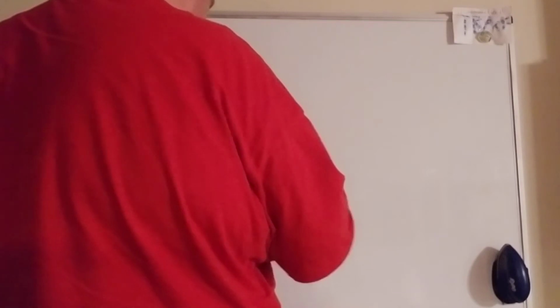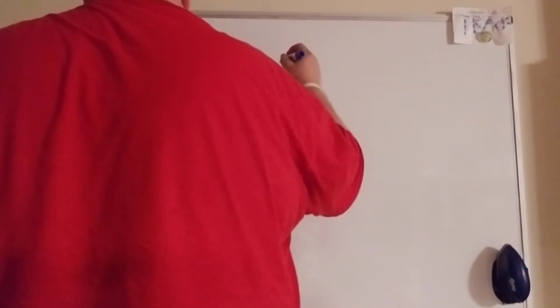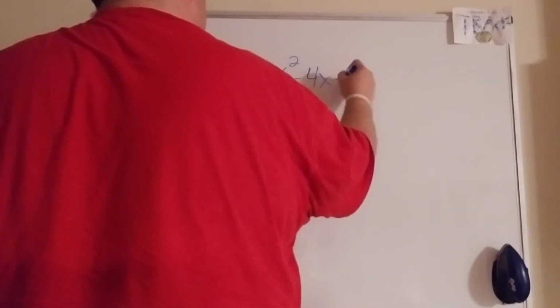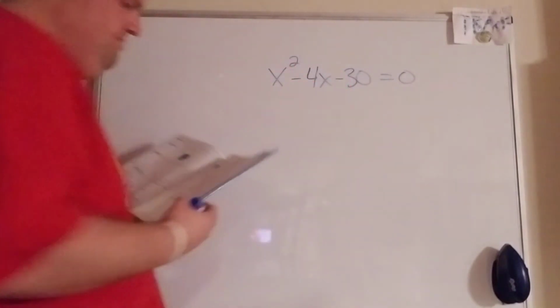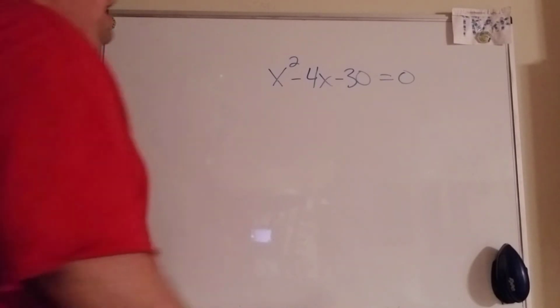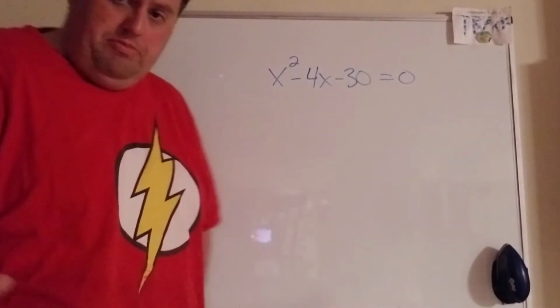Let's see here. Let me pick one of these ones that are not in your homework to do with you. Let's do x squared minus 4x minus 30 equals 0. All right, cool. So, let's pretend like I don't know what I'm doing.